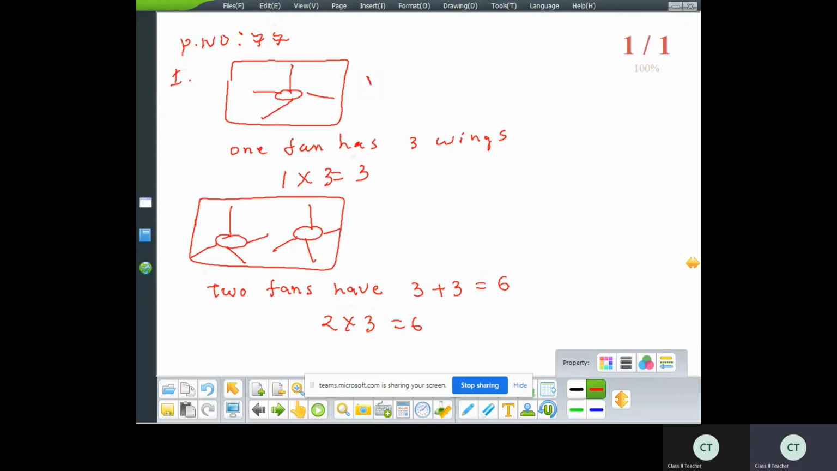In first box, only one fan is there. One fan has 3 wings. Here 3 repeated only one time. 1 3 is 3. In second box, there are 2 fans. 2 fans have 3 wings plus 3 wings. 3 plus 3, 6. Here 3 repeated 2 times. 2 3s are 6.